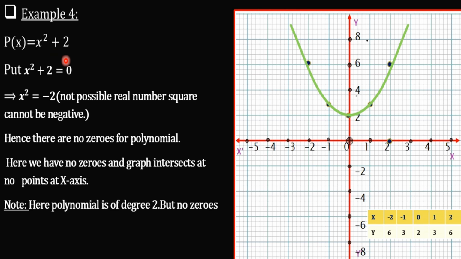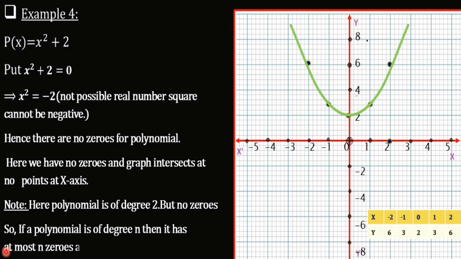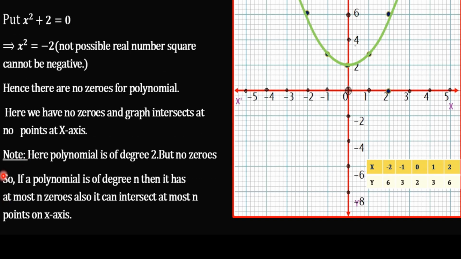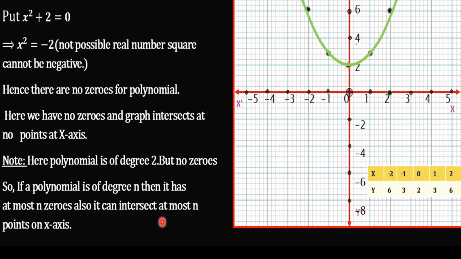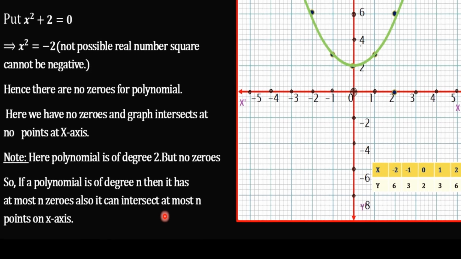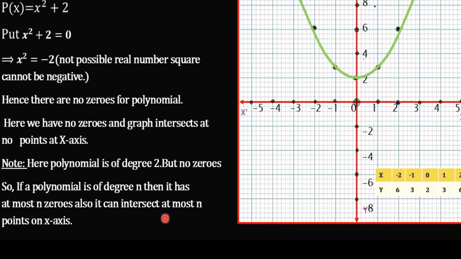Okay, here we have no zeros. So if a polynomial is of degree n, we can conclude that it can have at most n zeros. Also, it can intersect the x-axis at most n points, or it can intersect at no points on the x-axis, according to the number of zeros.